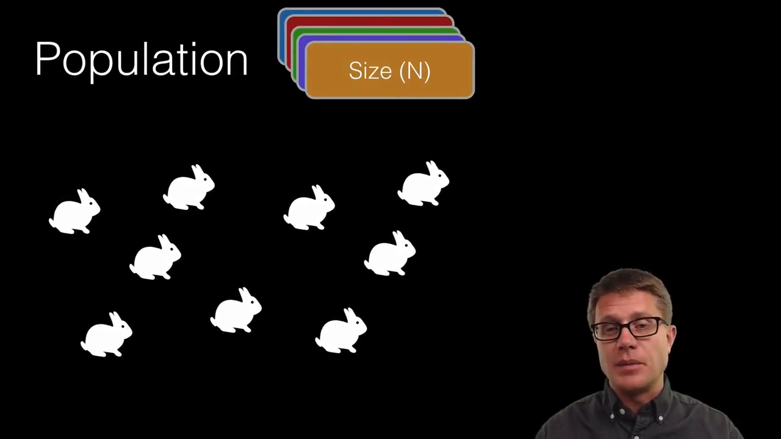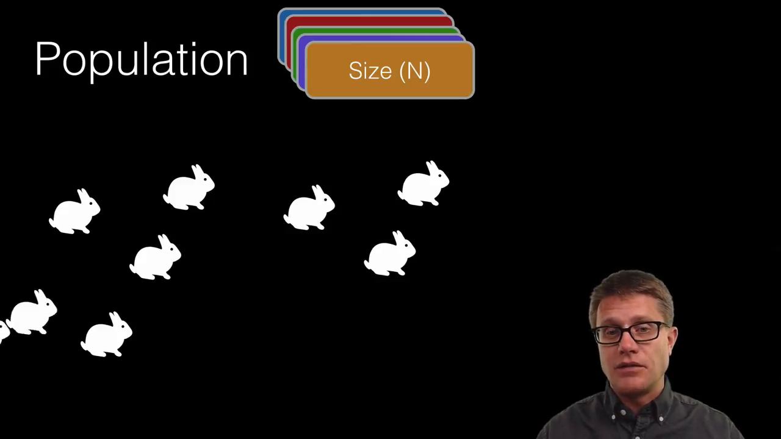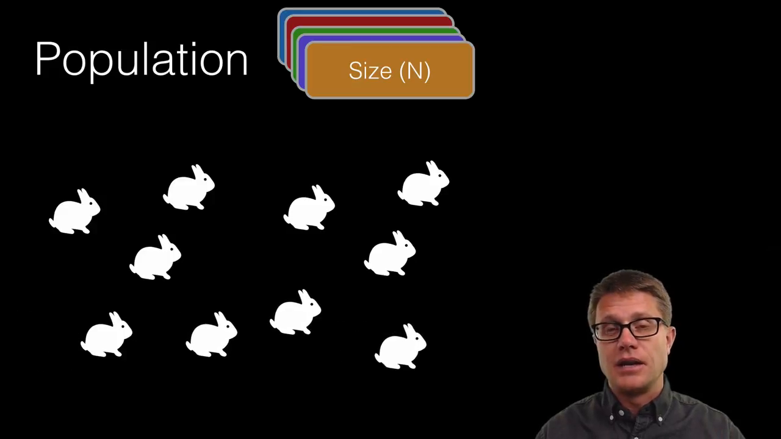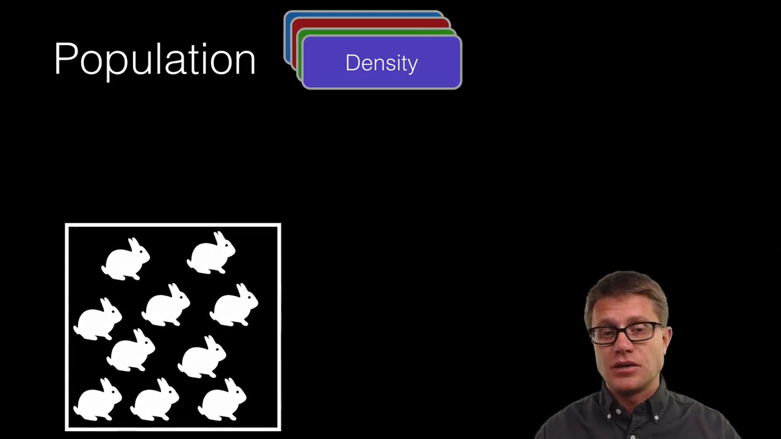So if we have 9 rabbits, then their N value at this point would be 9. If we lose 2 of them, our N value is 7. If we gain 3, now our N value is going to be 10. It's the set number we have. But also density is important. That's the number of individuals we have in a given area. We could call this one density, but we would call this greater density.